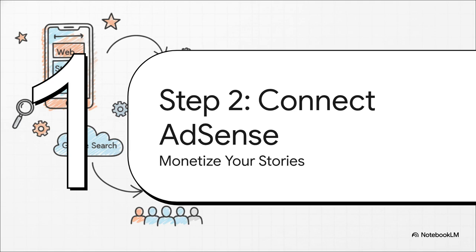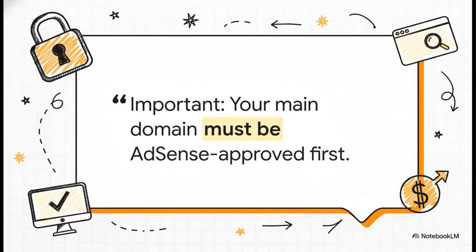Okay, so we built the house. Now it's time to turn on the power and start making some money. Step 2 is all about connecting your shiny new stories subdomain to Google AdSense so you can get paid for all those views. Now listen up, because this part is absolutely critical. This only works if your main domain, your blog.com, is already approved for AdSense. You can't just get a subdomain approved by itself. So please, make sure your main blog is good to go with AdSense before you even start this step.